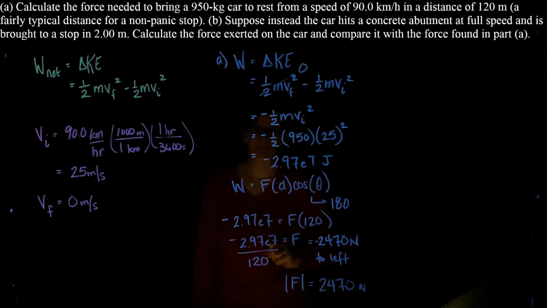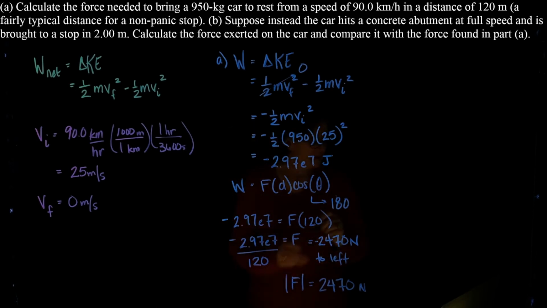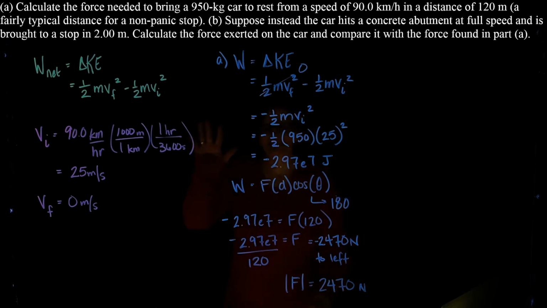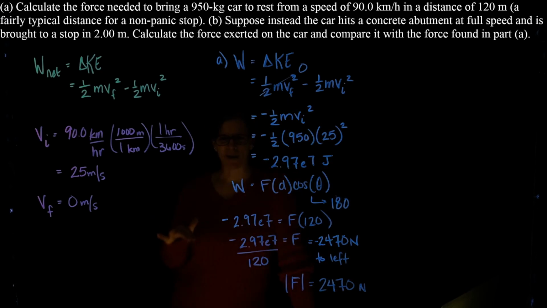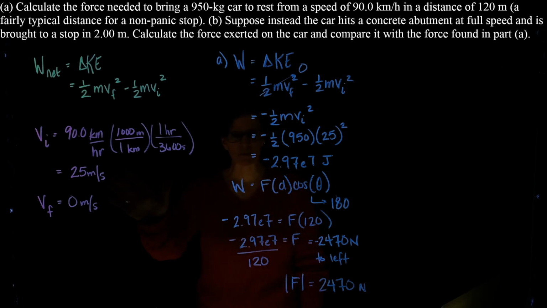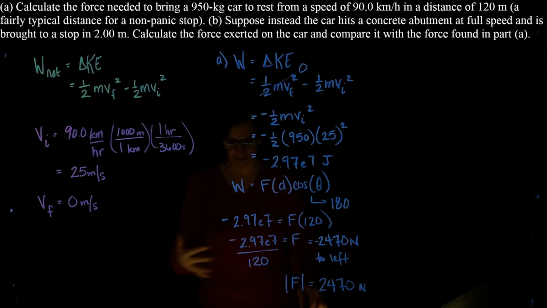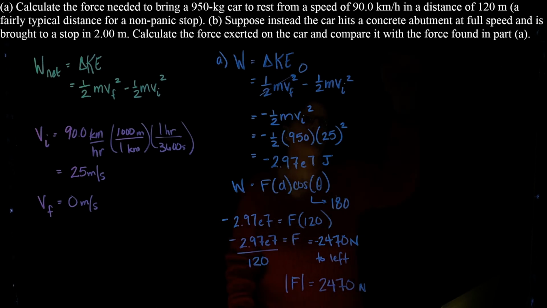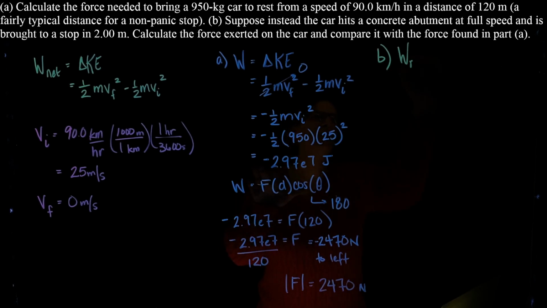So the magnitude of the force, the strength of that force, is 2,470 newtons. All right. What if the car instead hit a concrete bumper? Well, let's first look at what's similar about those two situations. We know that the change in kinetic energy is the same. It's going from moving at 25 meters per second to 0. So because the change in kinetic energy is the same, the work is the same. So for part B, the net work acting on that car is the same.